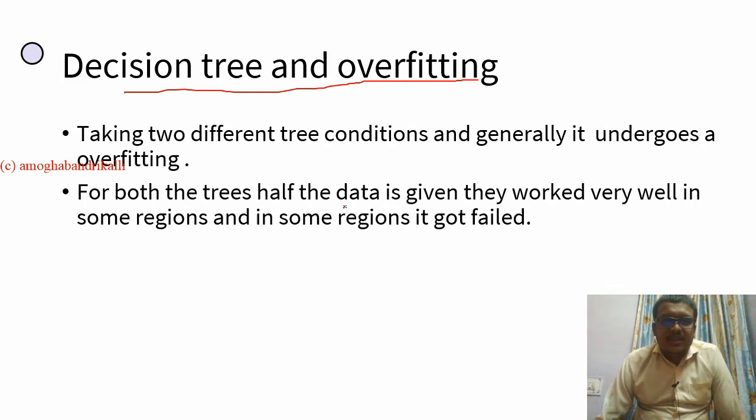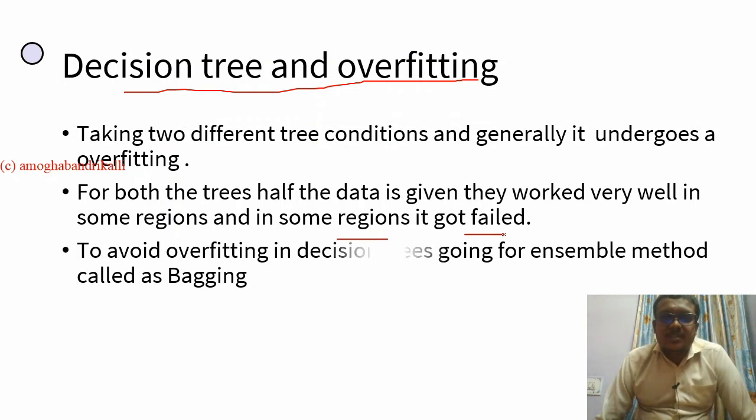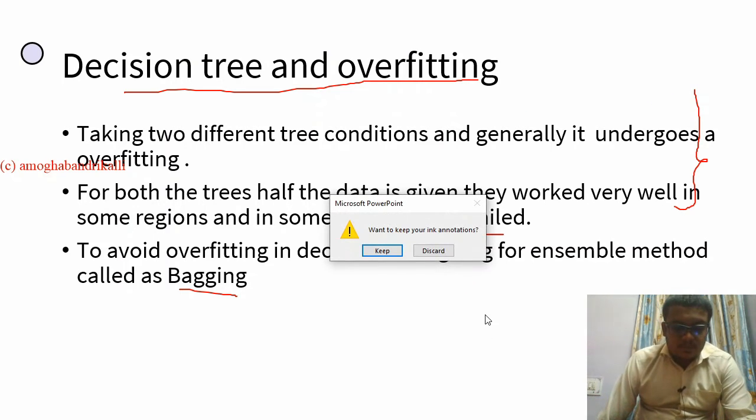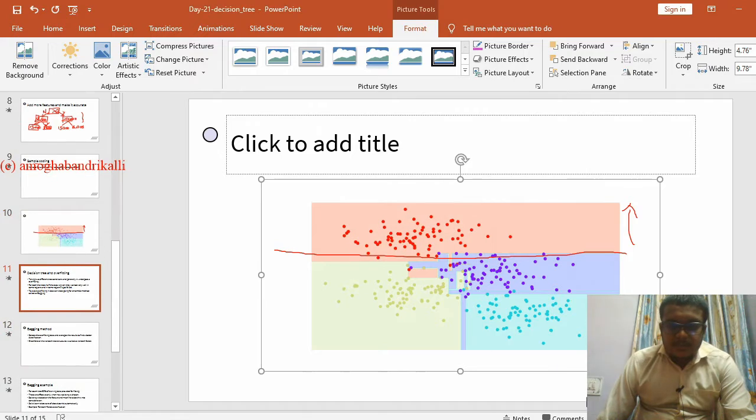For both the trees, half the data is given. They work very well in some regions, but in some regions they fail. To avoid overfitting in a decision tree, we go for a technique called bagging. In bagging, we are going to have, what is this, random forest. Let me show this overfitting condition in PyCharm.